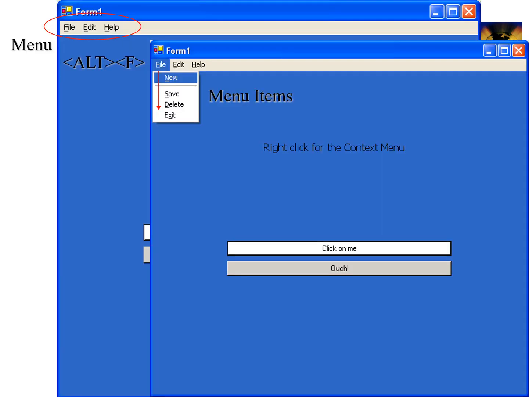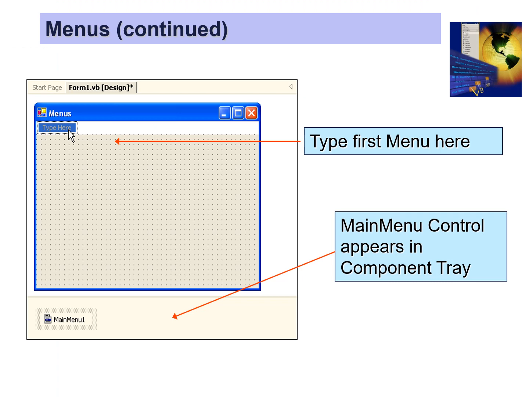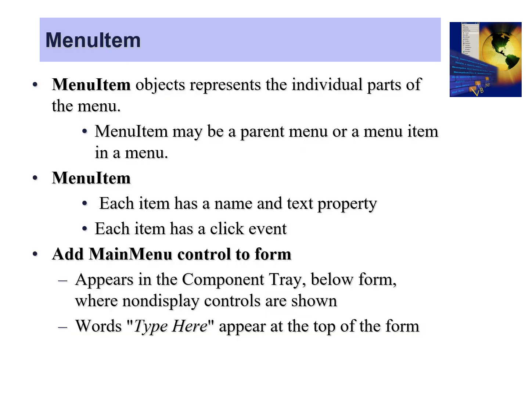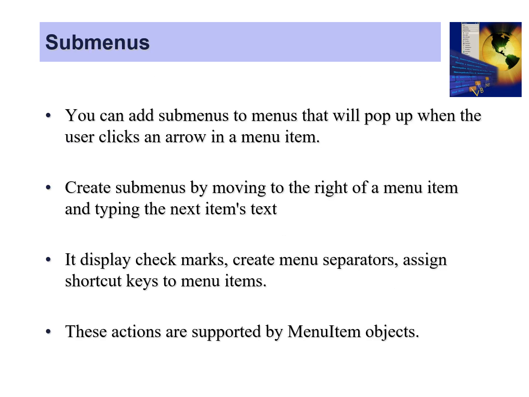So this is the screen you'll see when you run your program. This is the menu, where you have File, Edit and Help menus. When you run your program, you can type your menu here and it will be displayed in the component. Menu item objects represent the individual parts of the menu, and each item has a name and text property, and each item has a click event. You can add the main menu control to the form, which appears in the component.